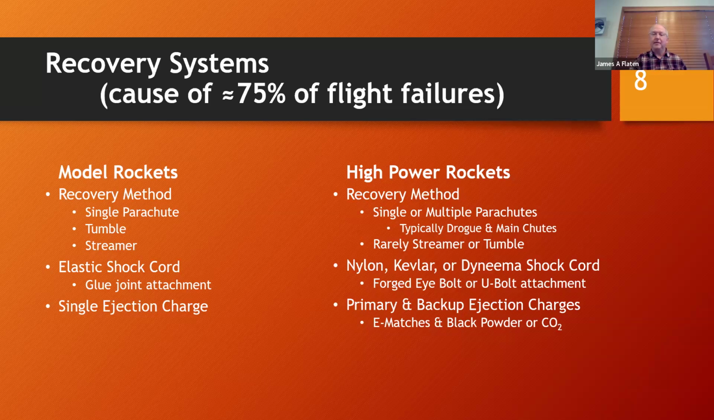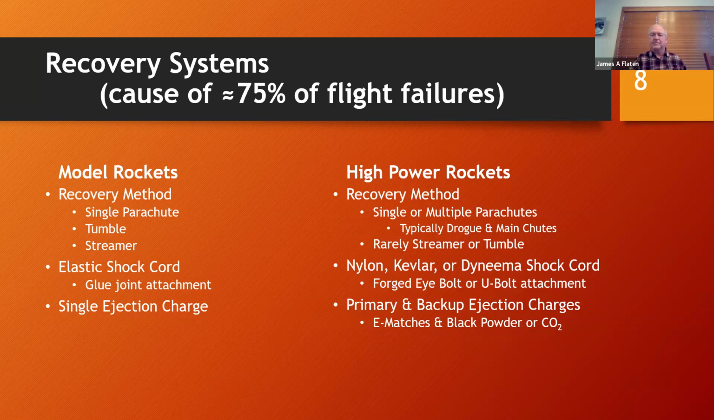So you might have multiple parachutes, like a drogue at apogee and a main chute to open up as you approach the ground. Hardly ever a streamer or tumble recovery in the case of high power rockets. Basically, your shock cords, your retention harnesses tend to be made of Kevlar or nylon, something stronger, hardly ever elastic. And then they are attached to metal parts, forged eye bolts. So avoid eye bolts that are only bent over because they can unbend on you. Forged eye bolts are much better and stronger, or U-bolt attachments.